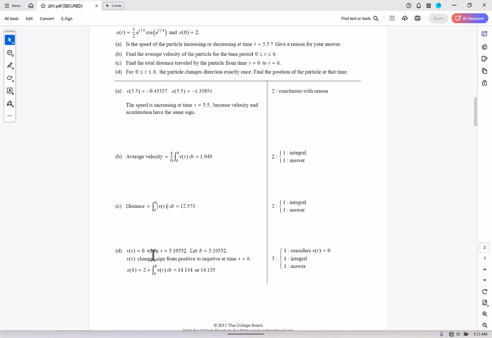Okay, anyways, I was going to talk about a textbook, but that's fine. v of t changes sign from positive to negative at time t equals B. It'd be nice if you said that. I didn't say that. Why didn't I say that? Because it told me here the particle changes direction exactly once. Find the position of the particle at that time. So I found where the velocity was 0 because that's the only time it changed directions. Now that I'm thinking about it, I probably should have said that. I think we still got it. And then check it out. Ours looks exactly like that. 14.134, 14.135. We got all 3 points. So there it is. Next question.